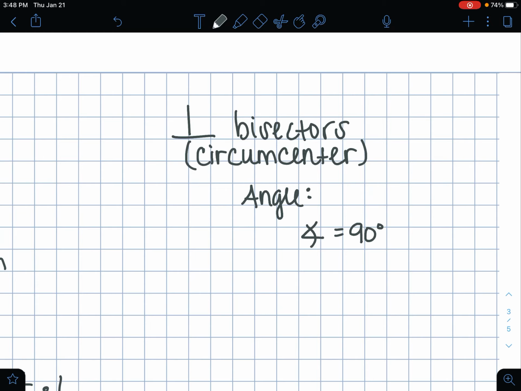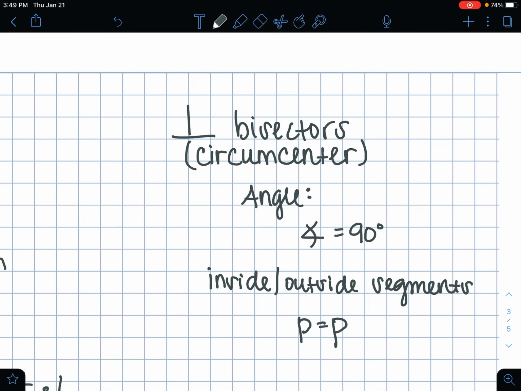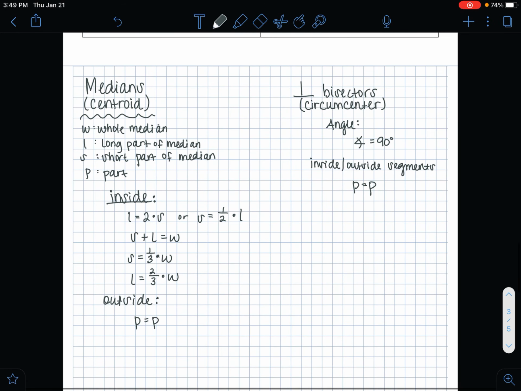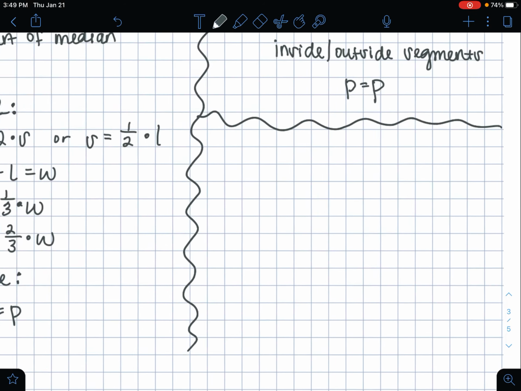If it's talking about the sides, or like the inside or outside segments, it should be part equals part. So that one's pretty simple. All right, I'll just put some squiggles to separate these notes.